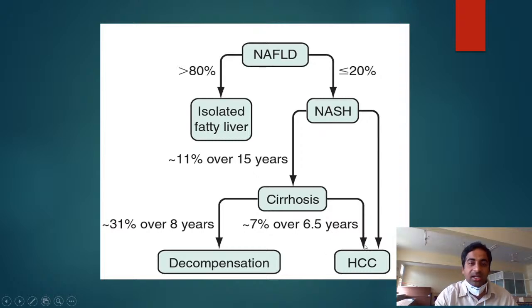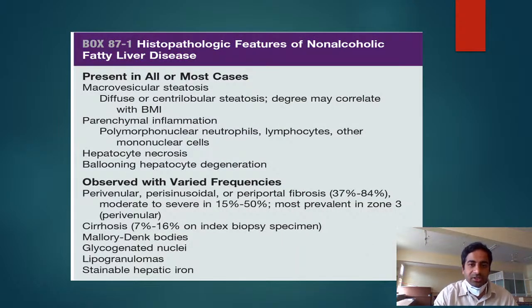and around 7% over 6 to 6.5 years may develop hepatocellular carcinoma. So histopathological features: in most cases you see macrovesicular steatosis. It could be diffuse or centrilobular steatosis, parenchymal inflammation with polymorphonuclear neutrophils, lymphocytes, and other mononuclear cells. Hepatocyte necrosis can be seen. Ballooning hepatocyte degeneration also can be seen. And you can see Mallory-Denk bodies. This is typical of NASH. Glycogenated nuclei, lipogranulomas, and stainable hepatic iron.